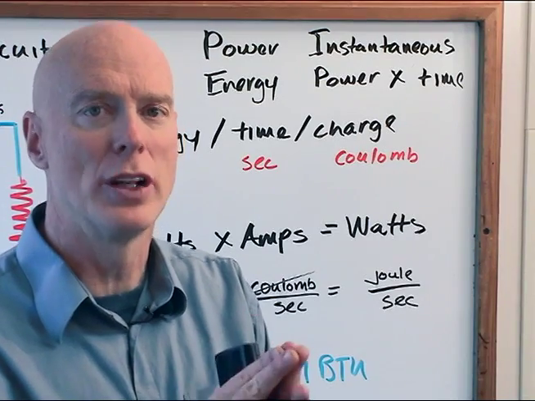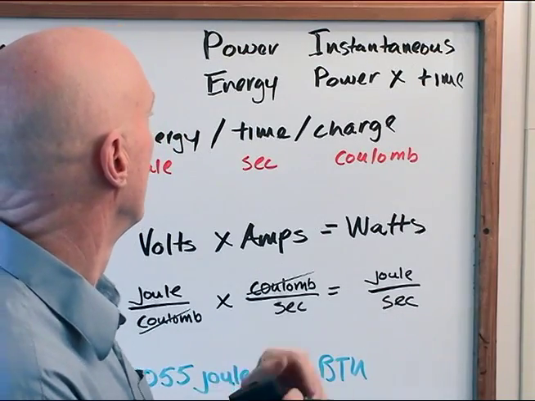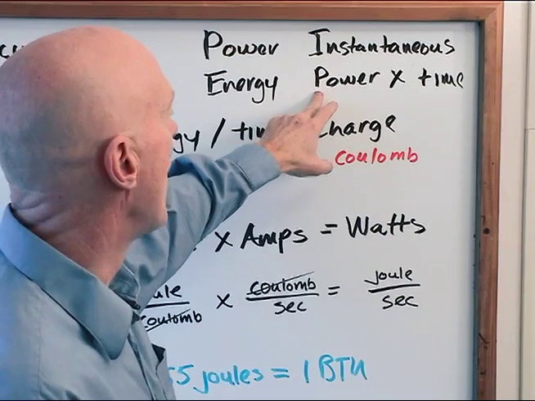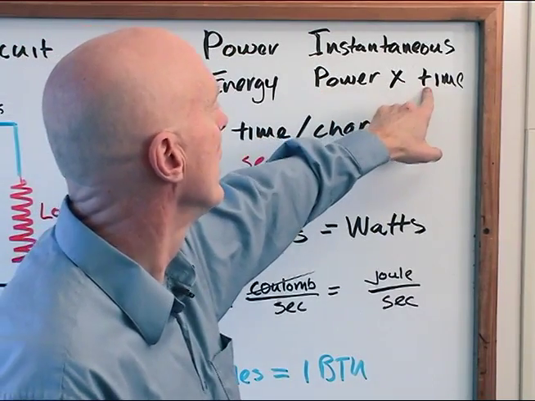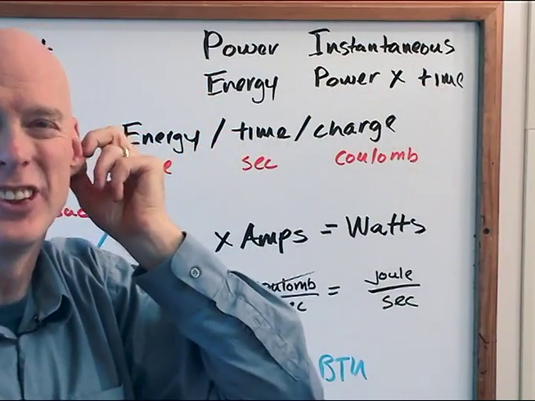We say the power is drawn, and we say that the energy is used. The energy is used because the power is drawn for a period of time. So power times time equals electrical energy.